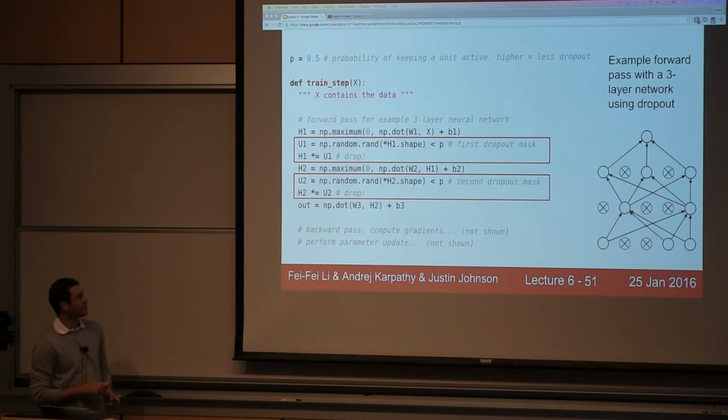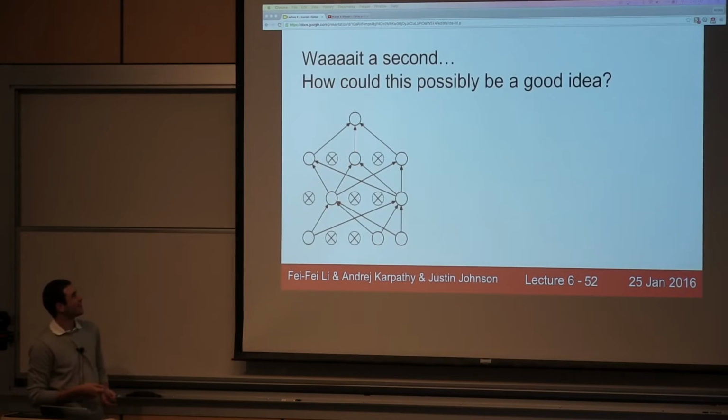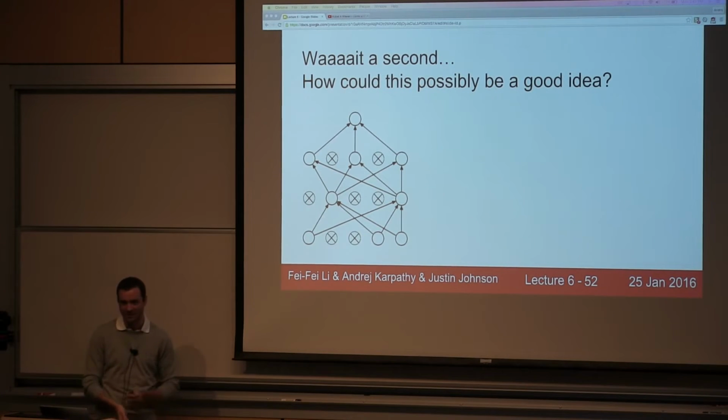Okay, so you might be thinking, when I showed you this for the first time, how does this make any sense at all? And how is this a good idea? Why would you want to compute your neurons and then set them at random to 0? How does that make any sense whatsoever? So I don't know, what do you guys think?